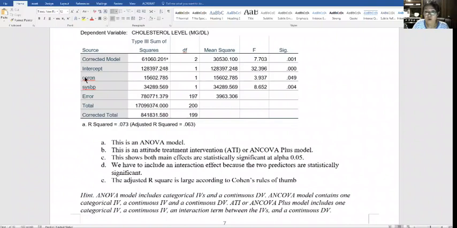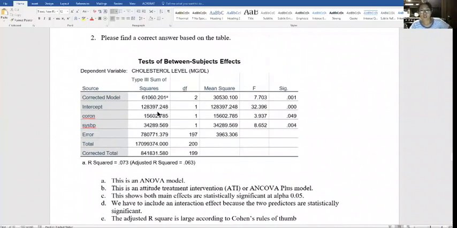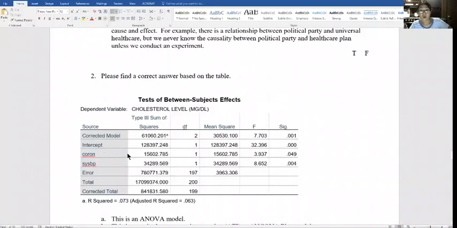So coronary incident is below 0.05. So alpha is 0.05. This is statistically significant. We have included the interaction effect, but there's no interaction effect here. And the adjusted R square is here. Where is the large R square? There's no R square here.